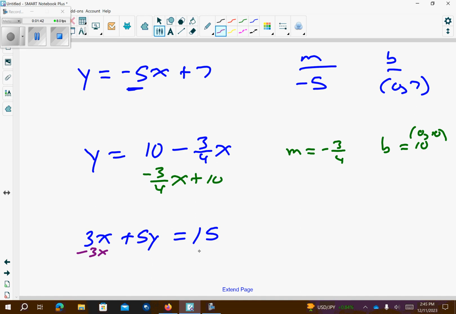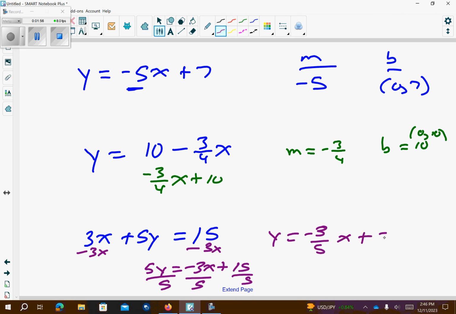And then this one, we want to get it solved for y. So I'm going to subtract 3x from both sides first. And then divide everything by 5. So that comes out to y equals negative 3 over 5x plus 3. So my slope is negative 3/5. My y-intercept is 0, 3.